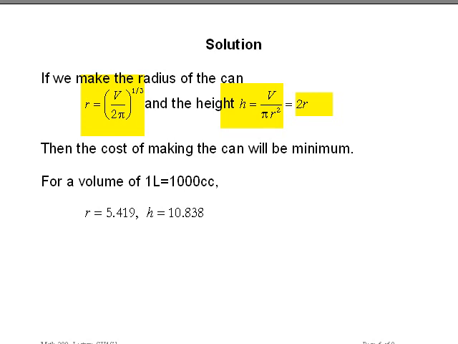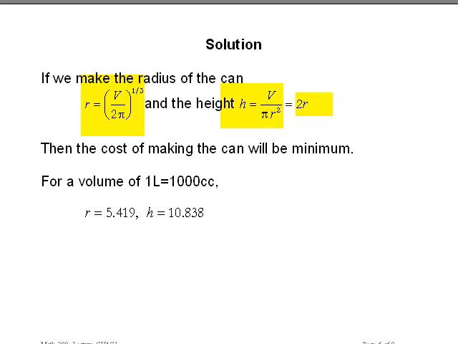Right, so the dimensions of a right circular can that would minimize the surface area, and hence minimize the cost of the material that would go into making it, would have a radius equal to the cube root of volume over 2 pi, and the height would be twice it. So whatever the radius is, the height is twice that. Or the height is equal to the diameter of the can. This would apply for any volume v.